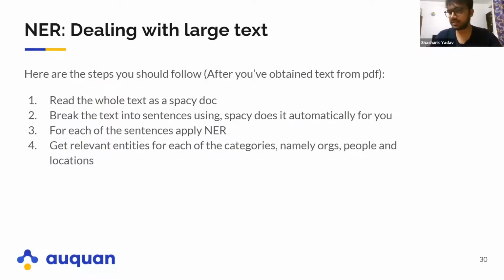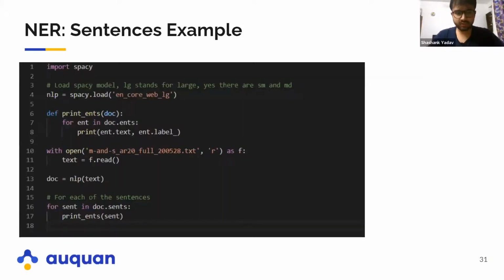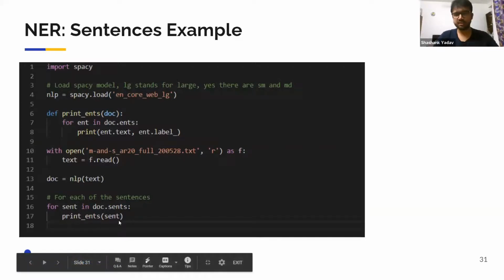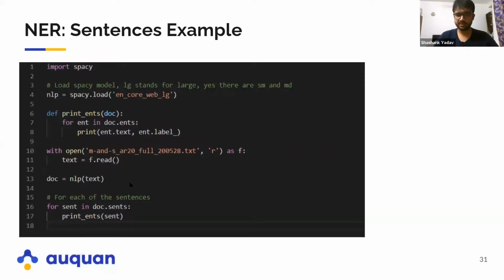If there are any questions so far, feel free to add to that document. Then let's look at an example for sentences. I'm reading the text from a file, that same file we obtained by converting the PDF to text. I'm converting that whole text into a spaCy doc in line 13. And then in line 16, I'm just printing each of the sentences that has been identified by spaCy.